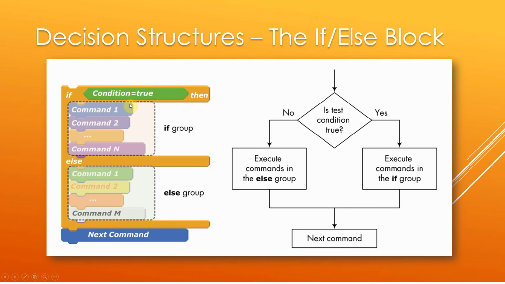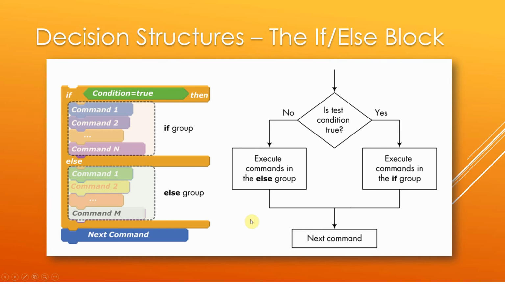So if the condition is true, we do the top block. If the condition is false, we do the bottom block. Again, the next command will always get executed after the if block. It doesn't matter if we did the true part or the false part. If we look at our flowchart on the right here, we've got our decision block again. If the test is true, then we come out this side and we execute the commands in the if block, which is this one over here. If the test condition is false, then we execute the commands in the else group over here. And then, as I said, in both cases, we execute the next command.